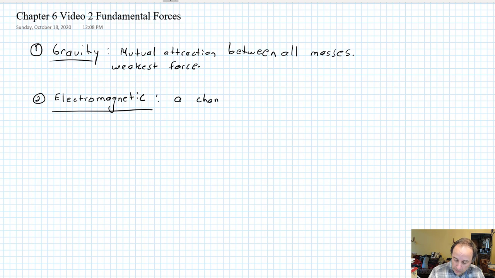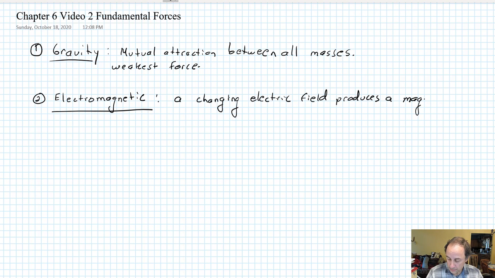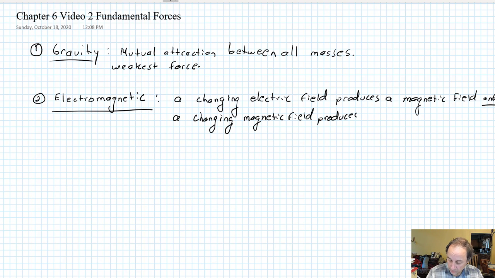a changing electric field produces a magnetic field, and a changing magnetic field produces an electric field. Okay, it's got to be changing.